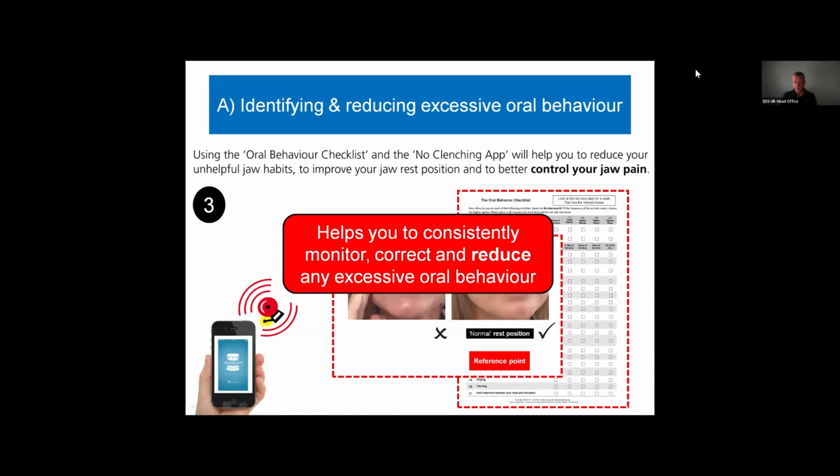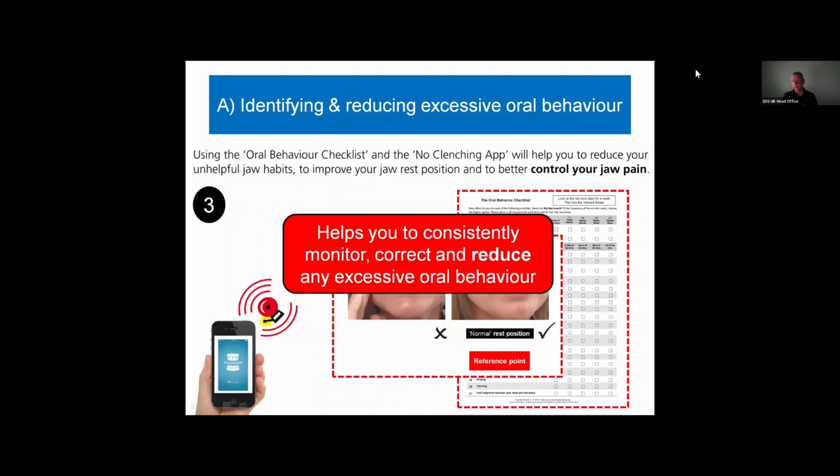The benefit of using an app is that some of these oral behaviors that are habitual, you tend to do when you're stressed or when you're concentrating. And when you're stressed and concentrating, you won't usually be thinking about your jaw. So what these apps do is drag your attention just for a few seconds so you can actually correct your jaw rest position.